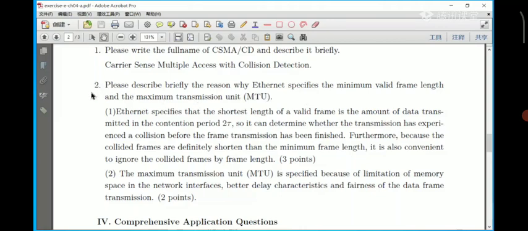For example, the short answer question: please describe the reason why we need to specify the minimum valid frame length and the maximum transmission unit.